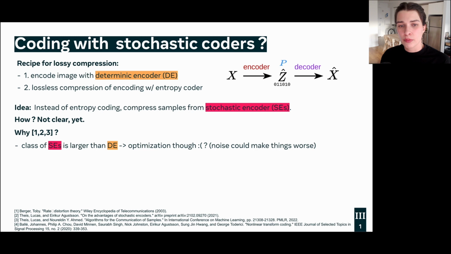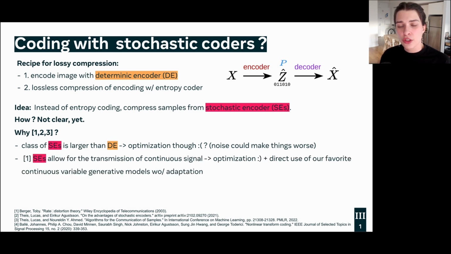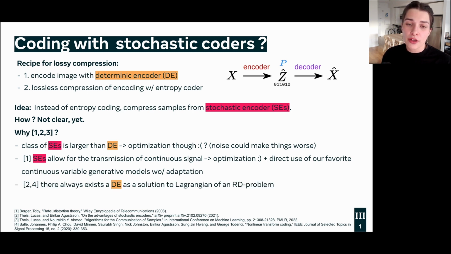However, from practical experience, we know that additional noise in any SGD-based optimization scheme might mess up our solutions. So here we cannot really declare this point as a benefit. The main argument that I see for having stochastic codecs, though, is that it would allow for the transmission of continuous signals, and since most generative models are continuous latent variable models, we could use generative models off the shelf without any modifications and potential performance degradations to them. But how about theoretical guarantees? Can we say anything about that?